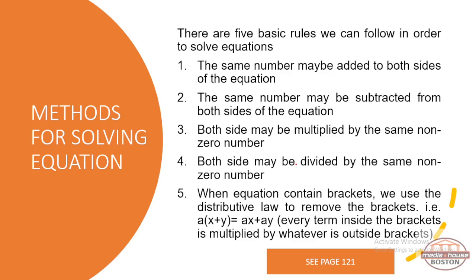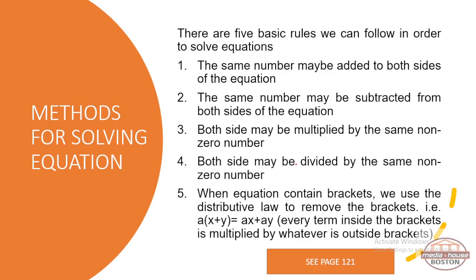So the first step to solving an equation is that the same number may be added to both sides of the equation. So when do we perform this? If we have an expression or an equation that looks like the one I mentioned earlier, 2x plus 9 equals 24. When you have one number on one side of an equation and that number is negative, to eliminate that number, you will have to add the same number on both sides. So on the other side, we'll be cancelling the other one. So that is the first step.